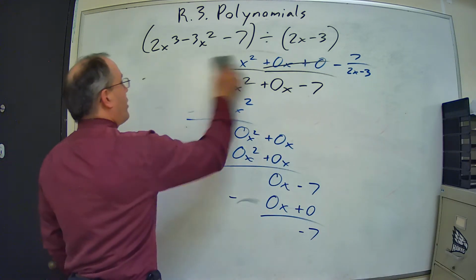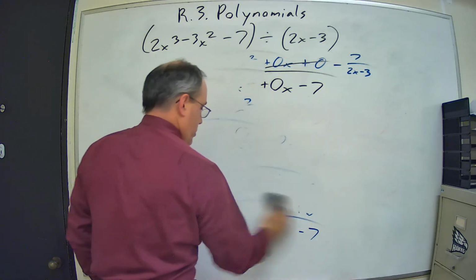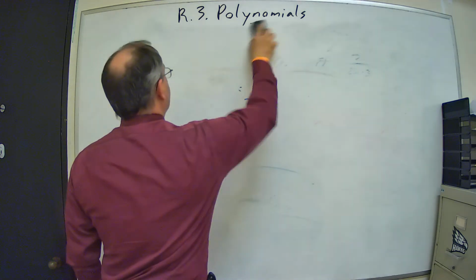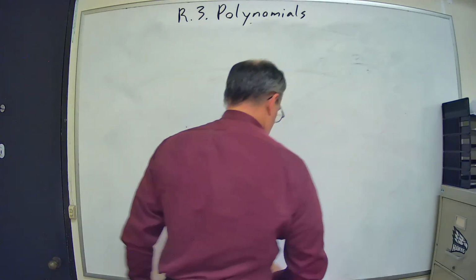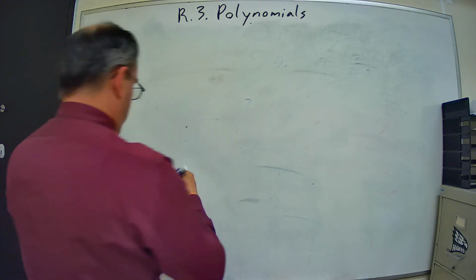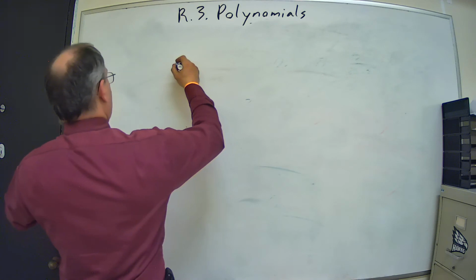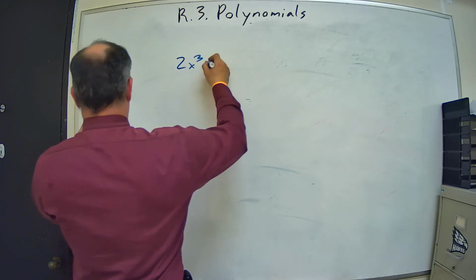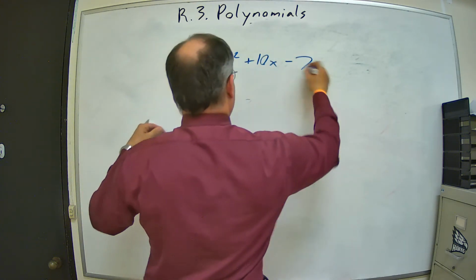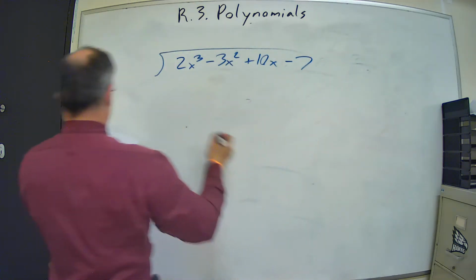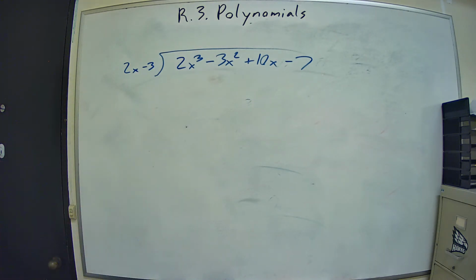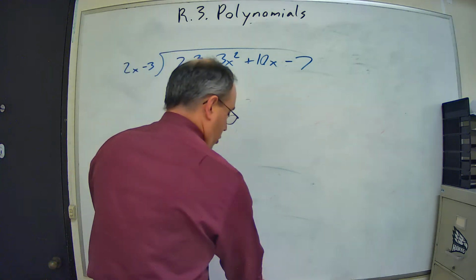Now I want to do one more. I want to go back into that one that we were just about to look at, maybe just so we don't end on an ugly one like that. And let's go back to this: 2x cubed minus 3x squared plus 10x minus 7 divided by 2x minus 3. Now obviously some of the things that we just saw happen are still going to occur.